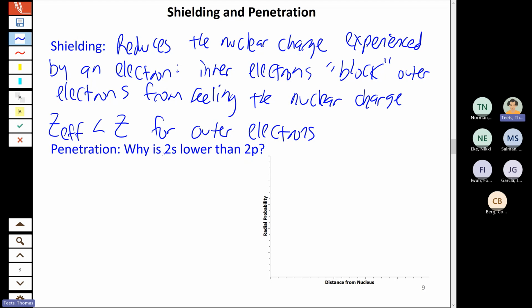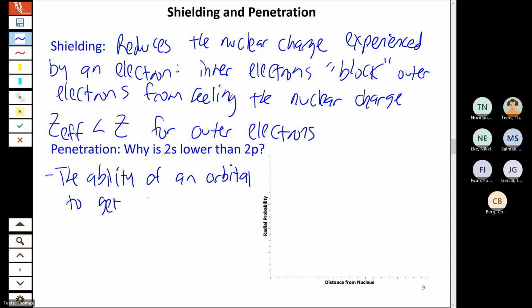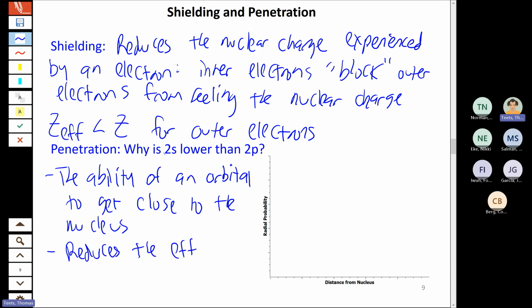So this comes from a concept called penetration, which is the ability of an orbital, or an electron in that orbital, if you think about it in those terms, to get close to the nucleus. And when this happens, it reduces the effect of shielding. So penetration is the effect that partially reduces the shielding that the inner electrons would have on outer electrons.